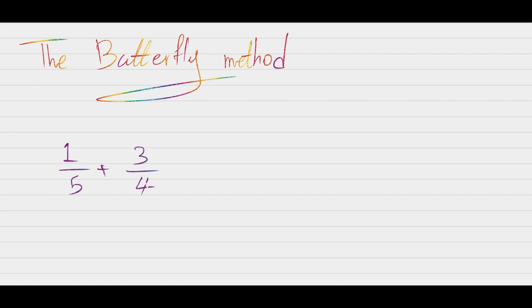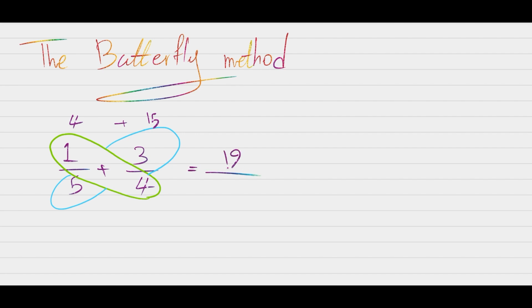Now the first thing we're going to do is draw out some bubbles. So one bubble over here and then one bubble over here. And now let's multiply what's inside the bubble. So 1 times 4 is 4 and 3 times 5 is 15. Next, let's add the two numbers we just wrote down, and that will be the numerator of our answer. So 4 plus 15 is equal to 19. So 19 will be our numerator.